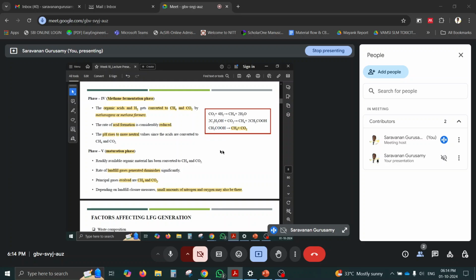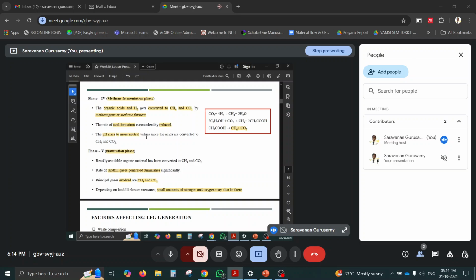Whenever H2 and CO2 react and CH4 is formed, that is called the hydrogen pathway. So organic acid and hydrogen get converted into methane and carbon dioxide by methanogens, the methane formers. The acid formation rate is considerably reduced because all the acid will be converted into methane. Here the pH also rises to a more neutral form.